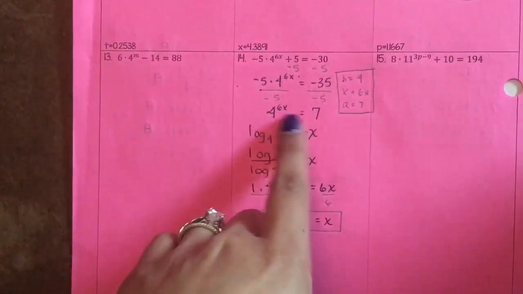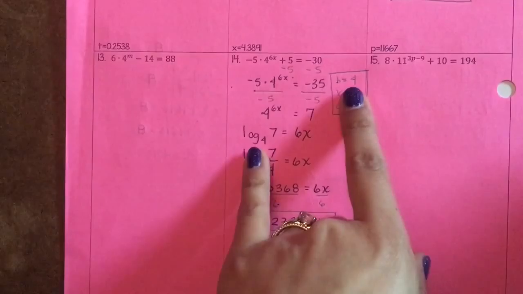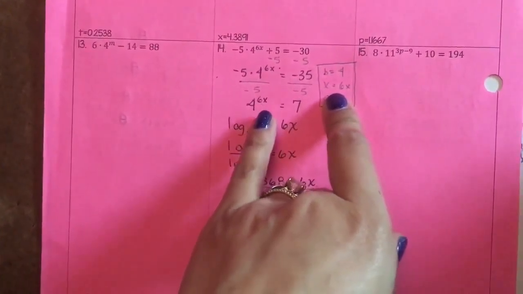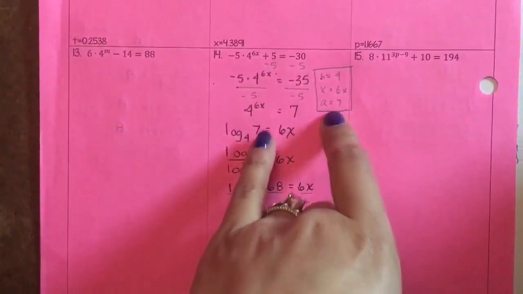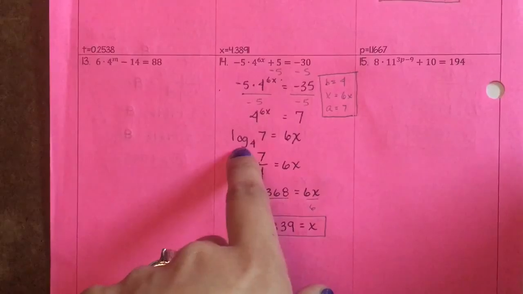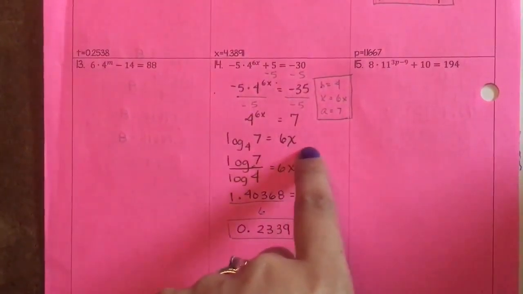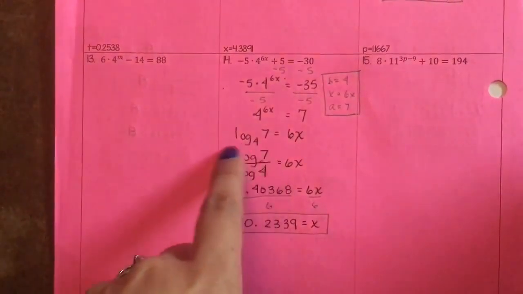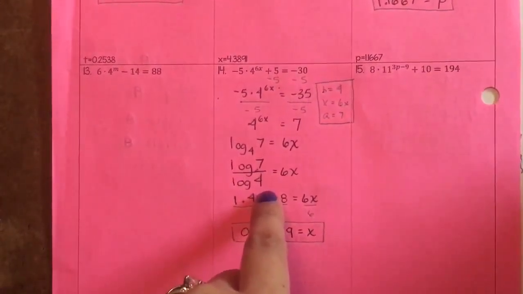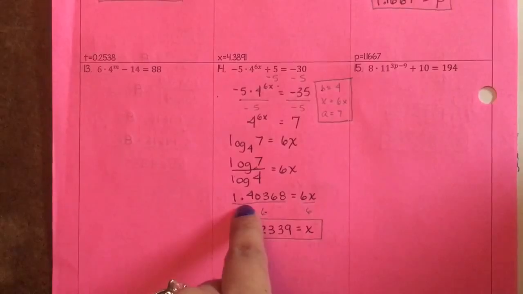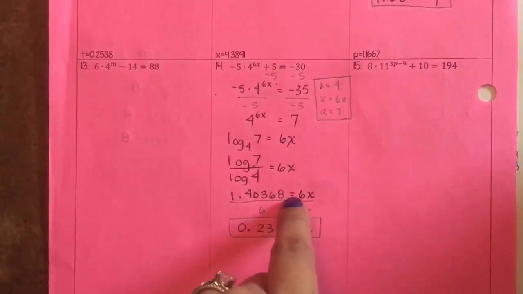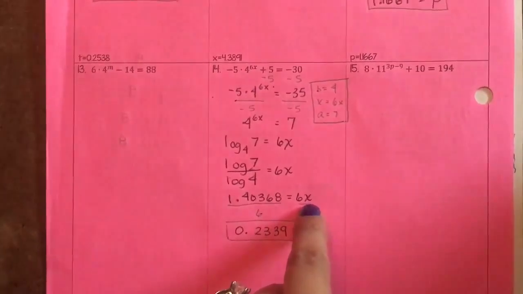Utilizing this expression, we can now rewrite this in logarithmic form by identifying our base, which is 4, our exponent, which is 6x, and our answer, which is 7. Rewritten, this looks like log base 4 of 7 equals 6x. To evaluate in our calculators, we can enter log of 7 divided by log of 4, and we'll get 1.40368. That is equal to 6x.